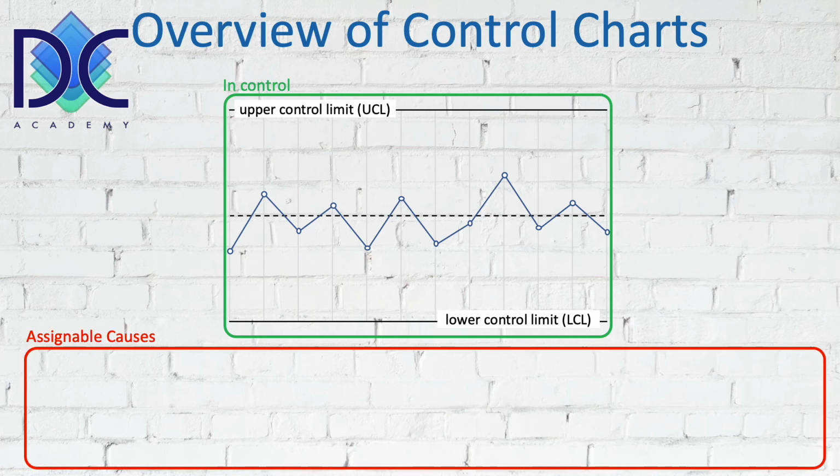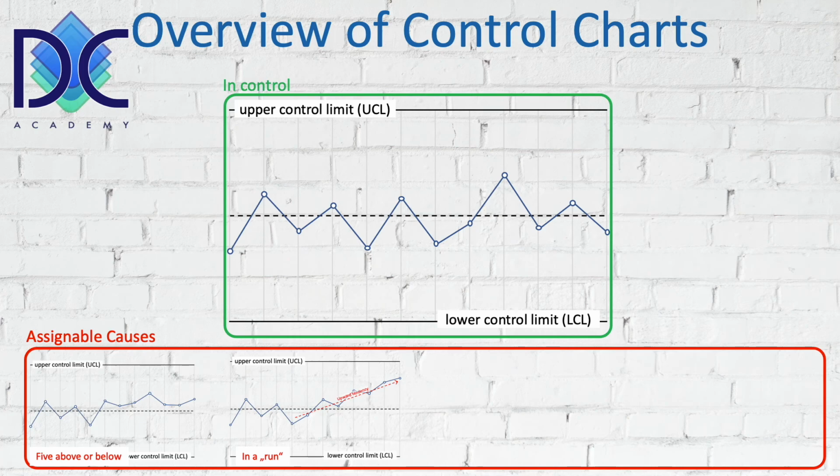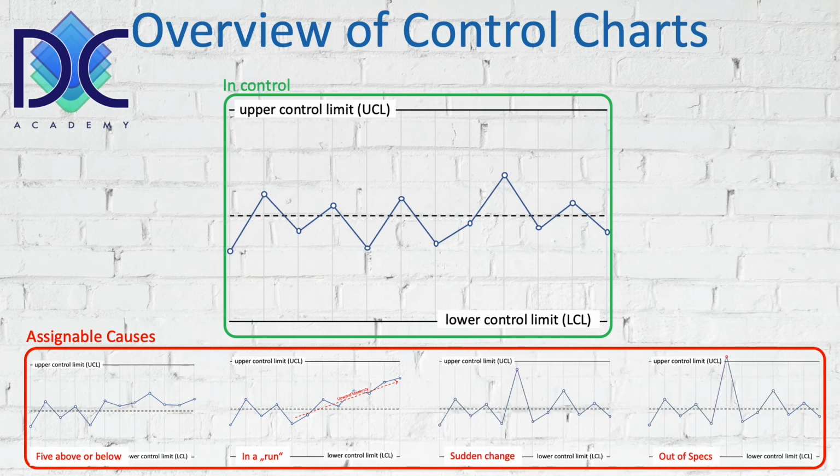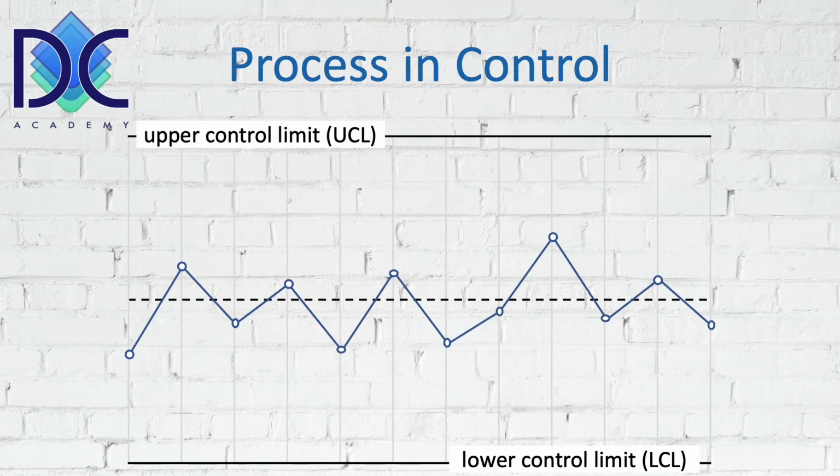Now, we can also have a look at when something goes wrong. We can have some assignable causes here. There are typically five: above or below, in a run, a sudden change, and out of specifications, and we have to do something about that. But let's have a look at those in detail so you can clearly understand what is happening.